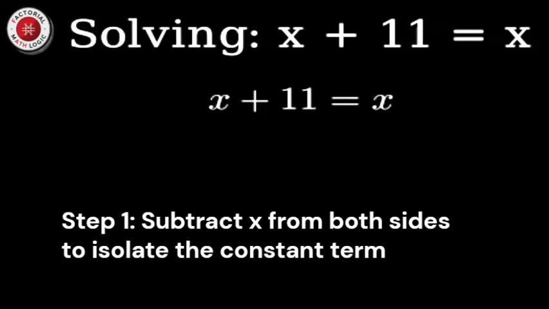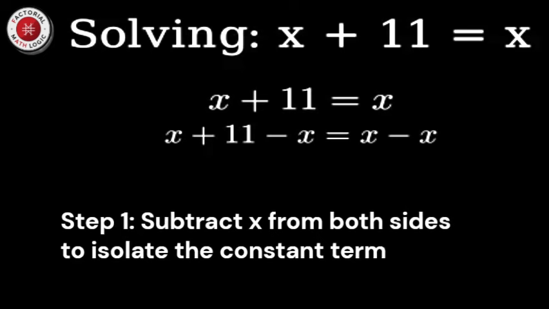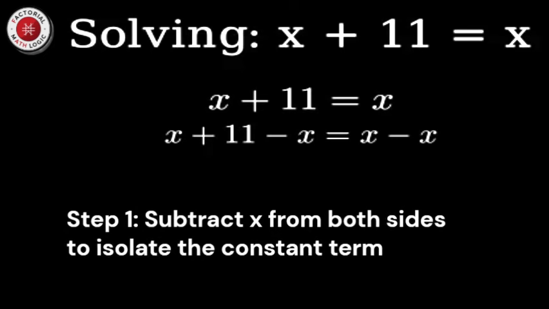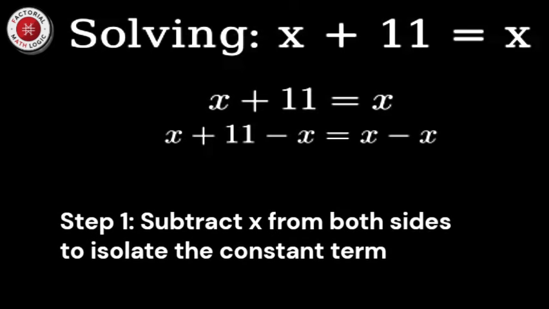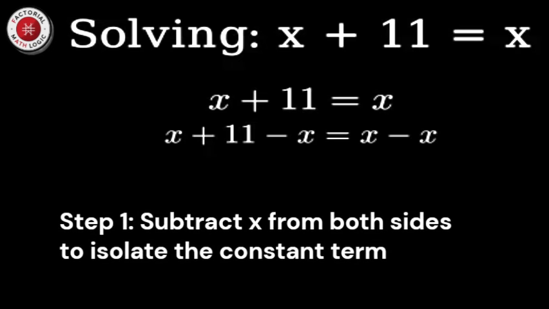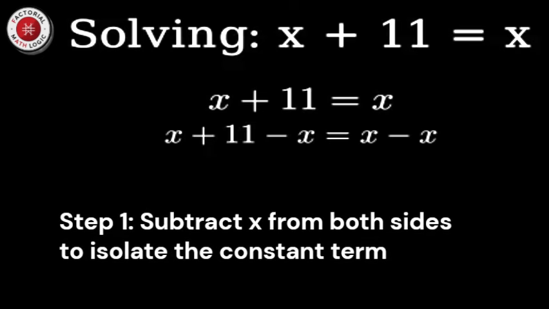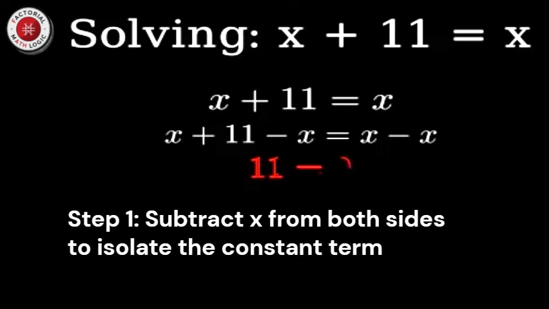First, we subtract x from both sides of the equation. On the left side, x minus x becomes 0, leaving just 11. On the right side, x minus x also becomes 0. So now, the equation simplifies to 11 equals 0.